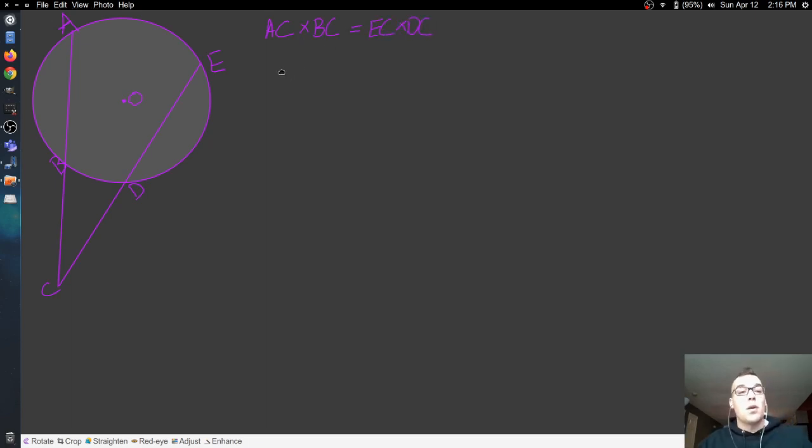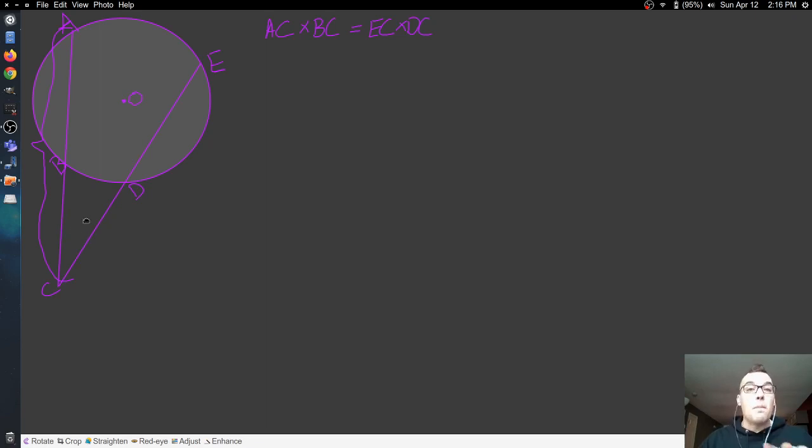So realize what's going on there. It is this whole secant times its external part is equal to this whole secant times its external part. None of those parts are equal to one another. This whole secant AC, you can tell, is not equal to EC. Same way DC and BC are not equal.